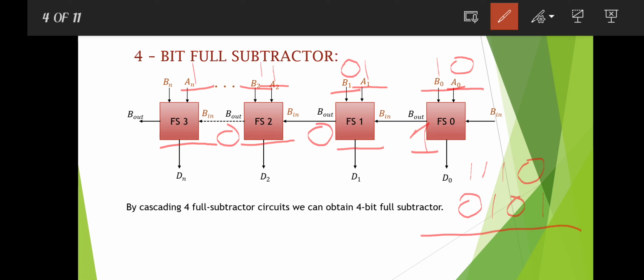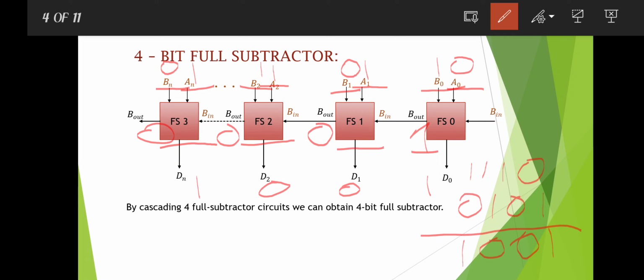while B3 is equal to 0, and the incoming borrow is equal to 0. That means the output is equal to 1 0 0 1. The output for D0 is 1, D1 is 0, D2 is 0, and D3 is equal to 1. So in this way, by cascading 4 such full subtractor blocks, we can easily design this 4-bit subtractor.